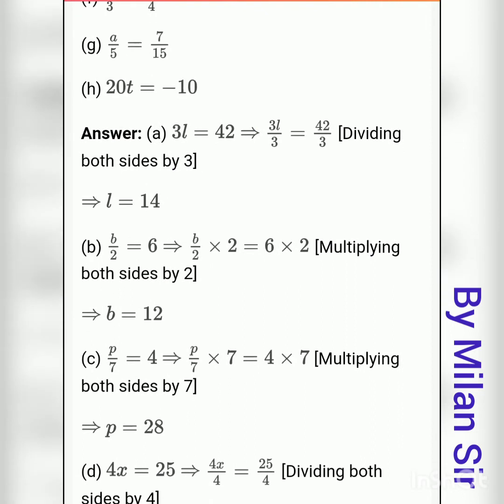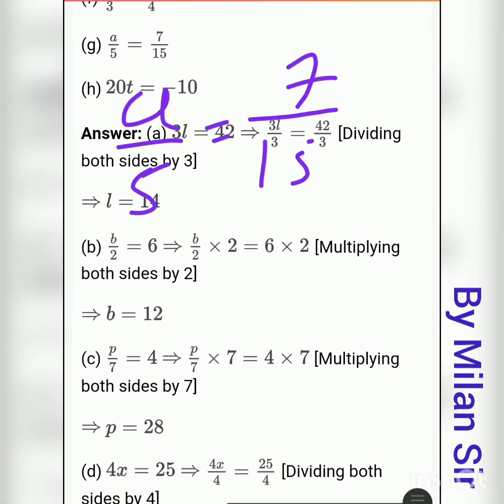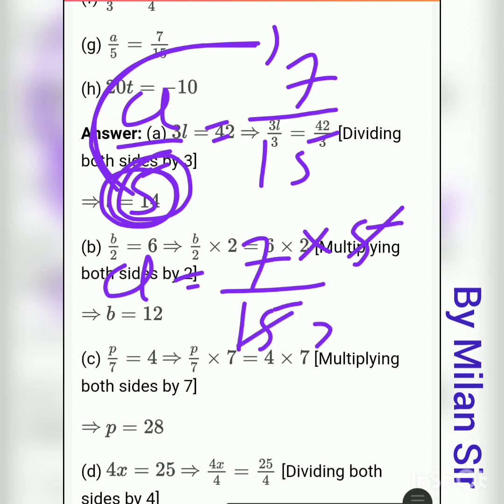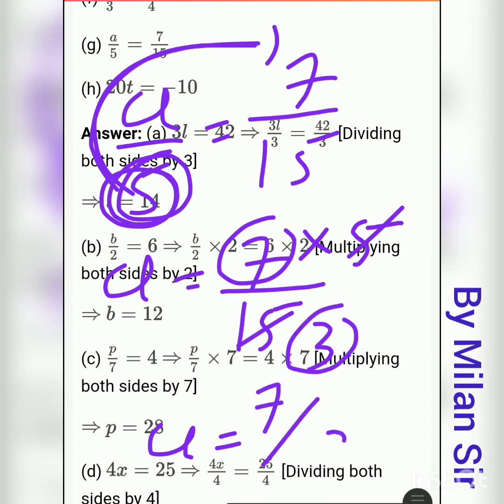Again, a by 5 is equals to 7 by 15. Transfer this 5 to the right hand side, so here a is equals to 7 by 15. If we transfer this denominator to the right hand side, it goes to the numerator, so multiply 5. It goes to the numerator and it goes to the multiplication. Now we can simplify this. 5 3s are 15, so finally numerator 7, denominator 3, 7 by 3. So a is equals to 7 by 3. This is the answer.